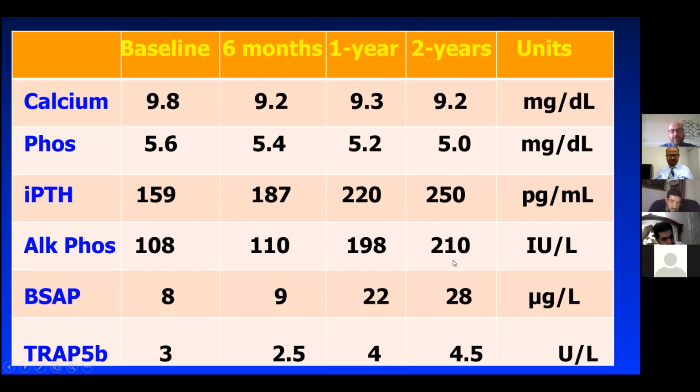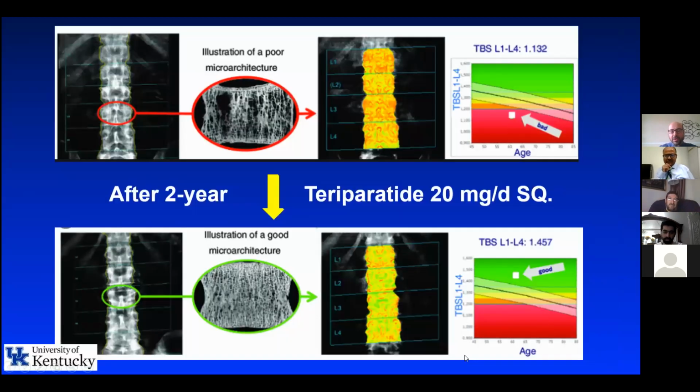That's very good. You remember the study, anything above 200 alk phos is very good. It basically can rule out adynamic bone disease. Also, the BSAP increased more than three-fold. That's very good. So this means that probably bone formation rate improved, and TRAP5b also improved. We didn't do a rebiopsy for this patient.